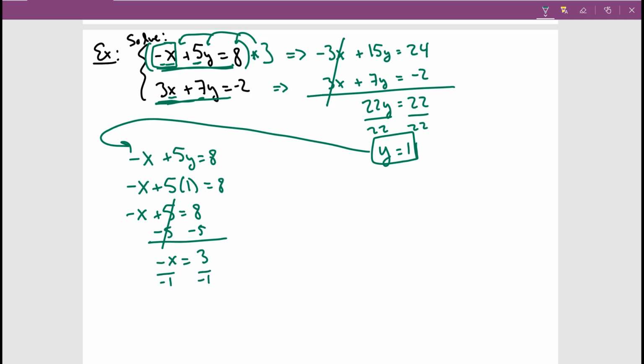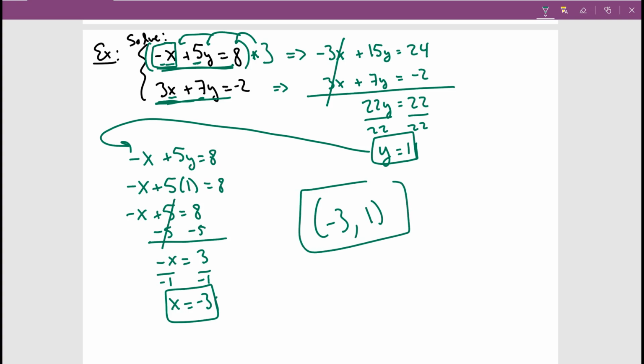So x in this case is equal to negative 3. So my solution is going to be negative 3, 1. Okay, and that is my answer. Okay, how do I know if the answer is correct? I just plug them in and I should get exactly the same thing.